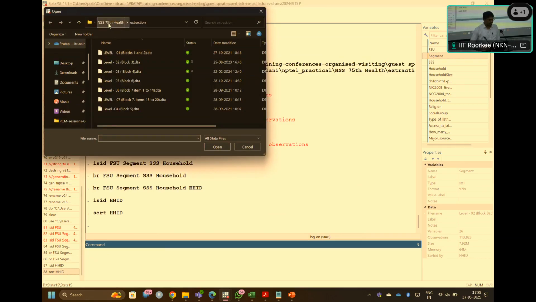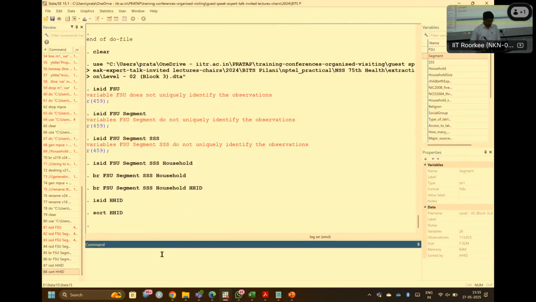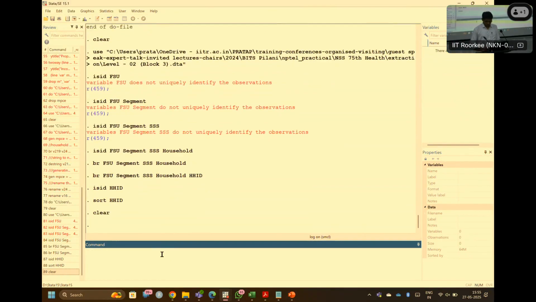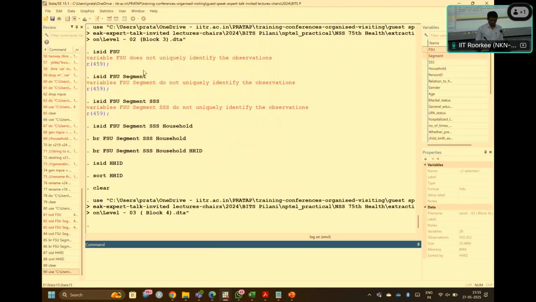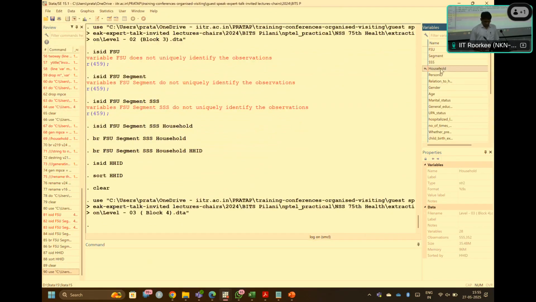This is level number 3. Level number 3 is individual file, carrying individual information, like starting from relation to head, person ID, gender, age, marital status, all sort of things. In my file, that is the level 3.